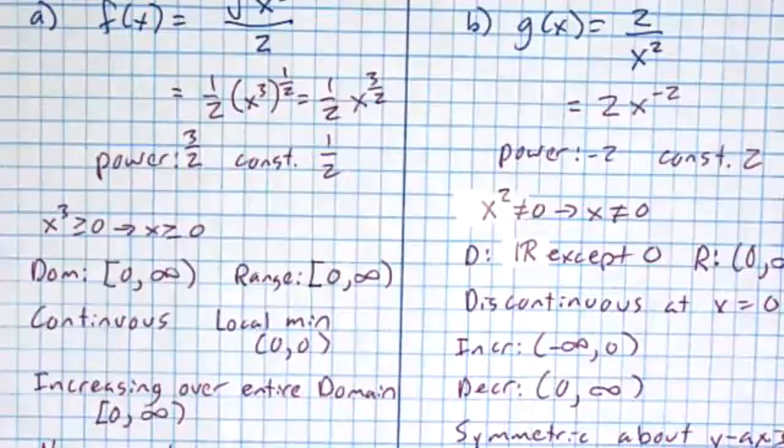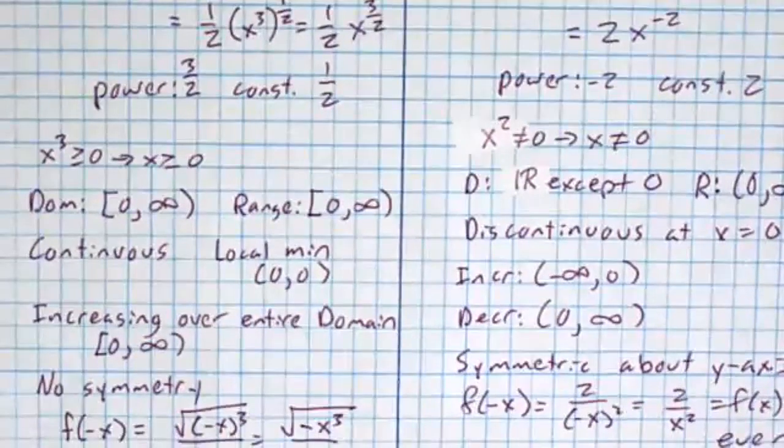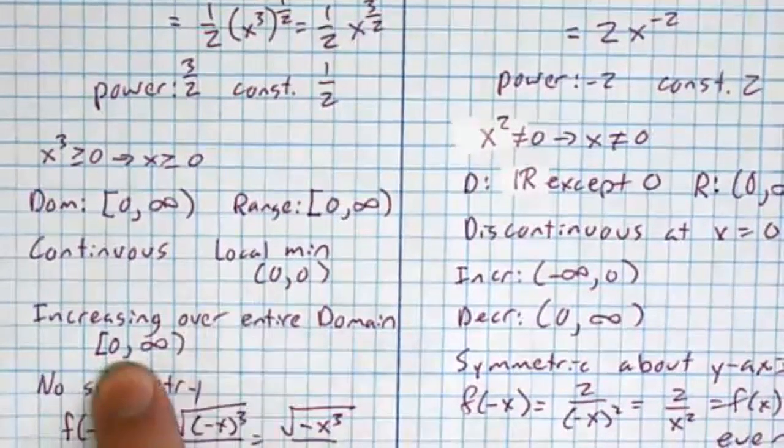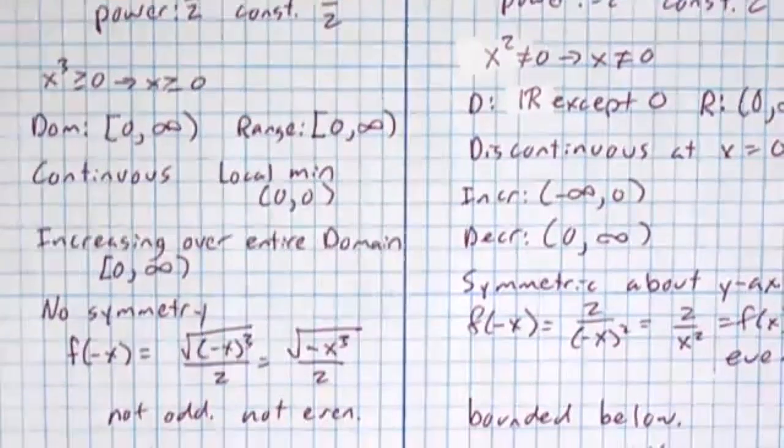Which means our domain is from 0 to infinity, including 0. Range I wasn't 100% sure on until I looked at the graph, but it is from 0 to infinity also. The graph was continuous, has a local min at (0, 0). You could say increasing over the entire domain, or you could just say increasing over 0 to infinity, either one or both.